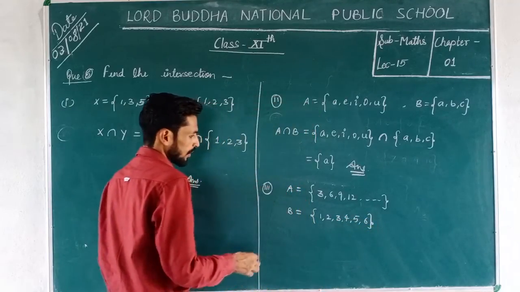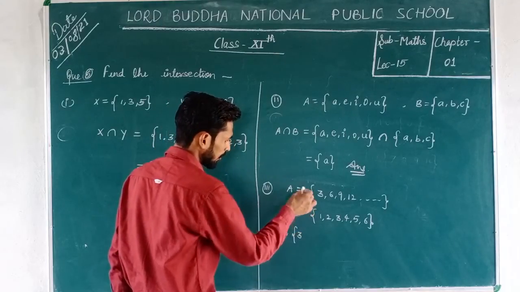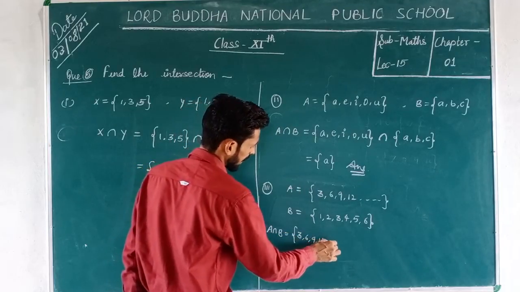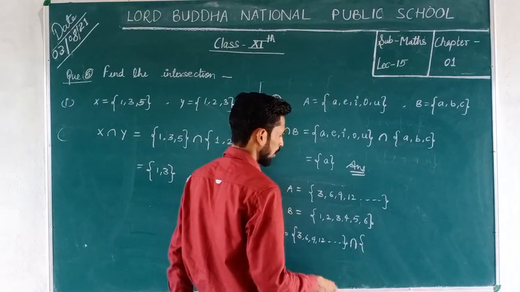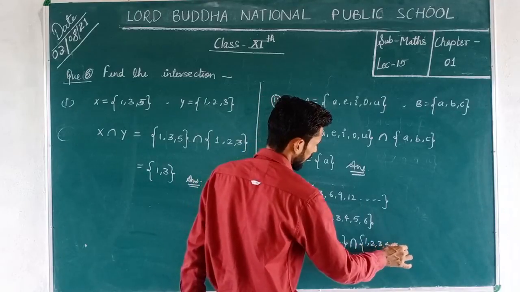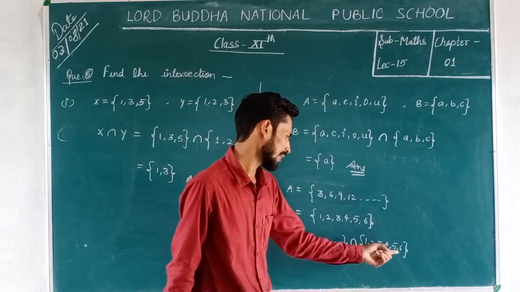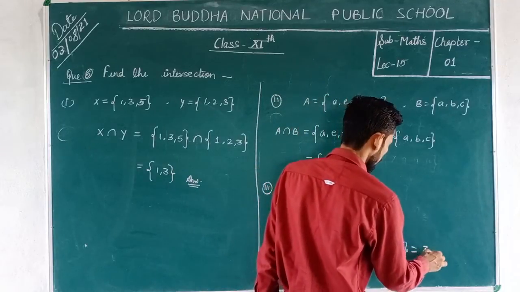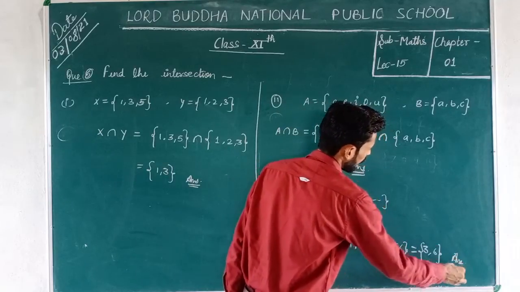So we have to find the value of A intersection B, that's equal to, in the place of set A there are the elements 3, 6, 9, 12 and so on, and take the sign of intersection. Then write the elements of set B that are 1, 2, 3, 4, 5 and 6. So we can check that 3 and 6 are the common elements. So the answer is 3 and 6. These elements are common. So this is the answer of part number 3.